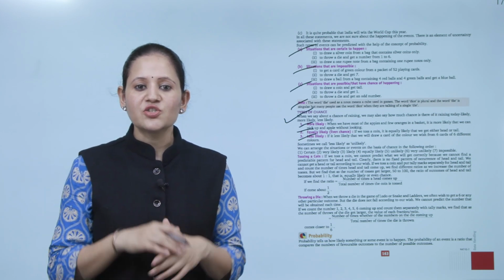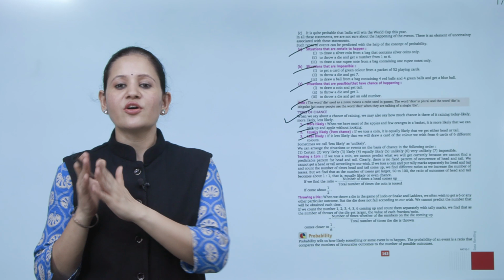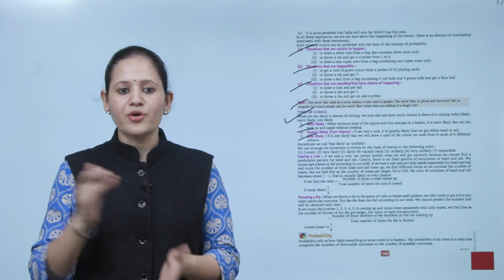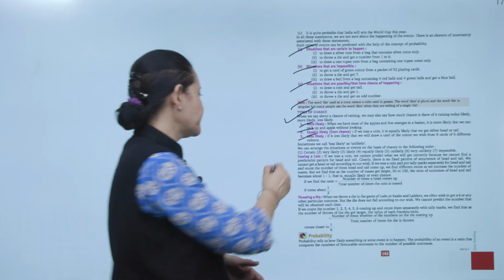We can arrange the situations of events on the basis of the chances in the following order: certain, very likely, likely, equally likely, unlikely, very unlikely, and impossible. Next, tossing a coin.